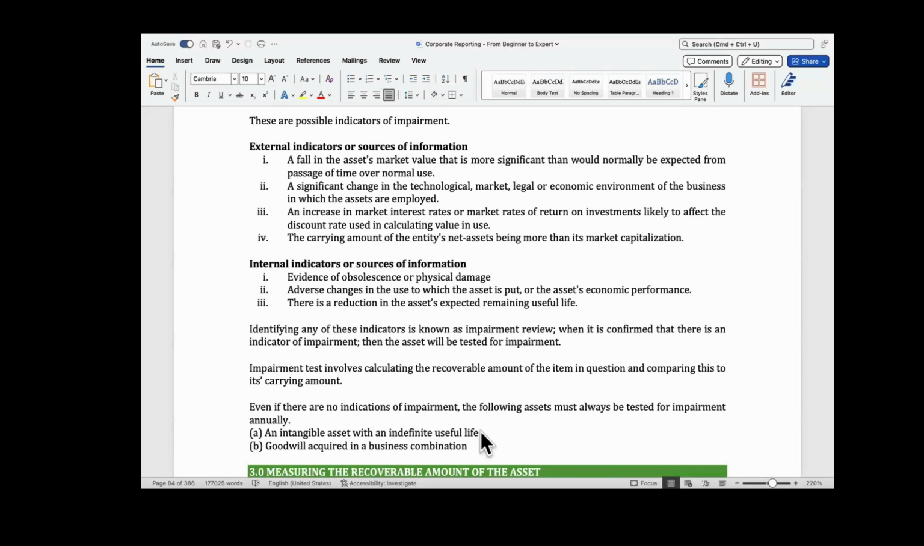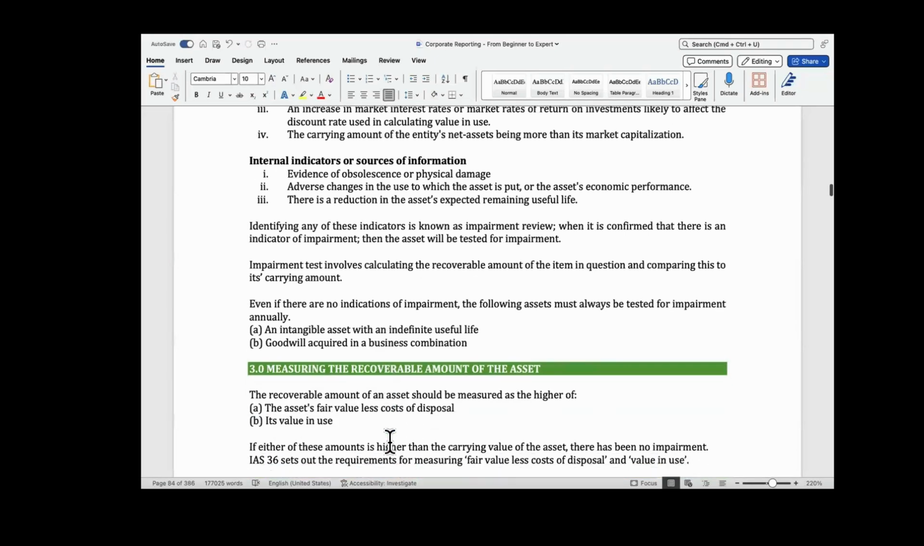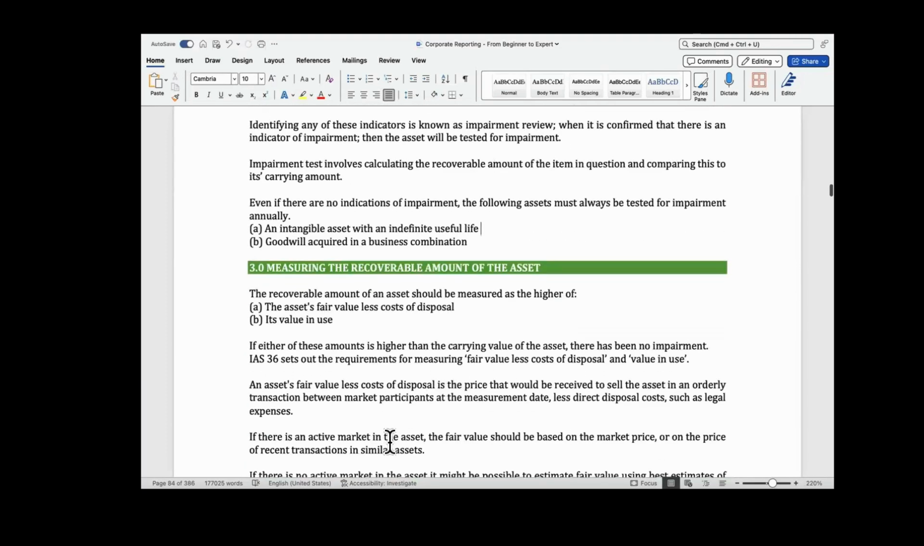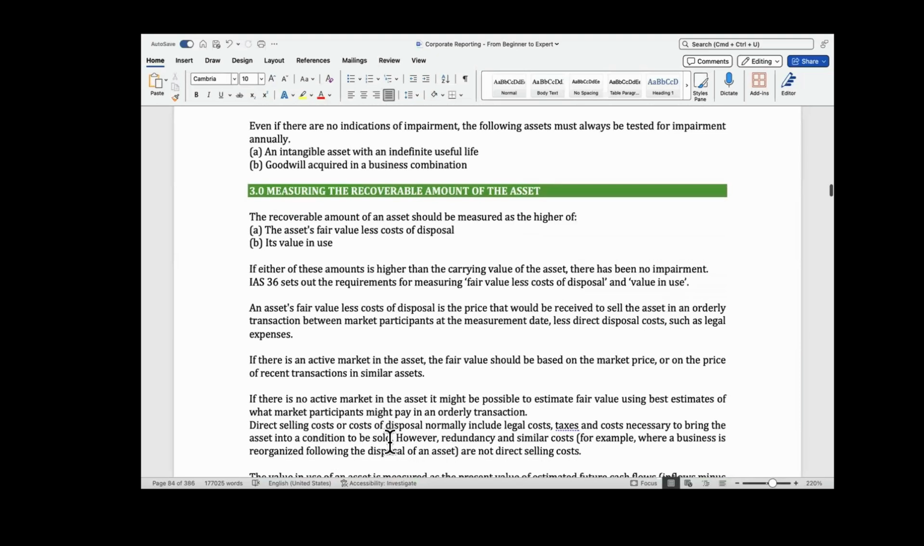And also, if you have goodwill that is acquired in a business combination, like the one you learnt under group accounts. In fact, that's the one we are talking about here. Goodwill must also be tested for impairment annually. So you already know how to determine impairment loss from what we have said. It's just comparing carrying amount with recoverable amount.